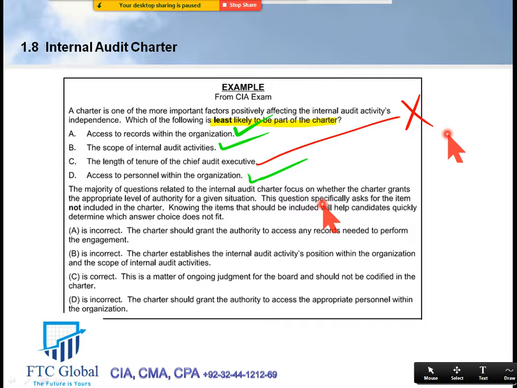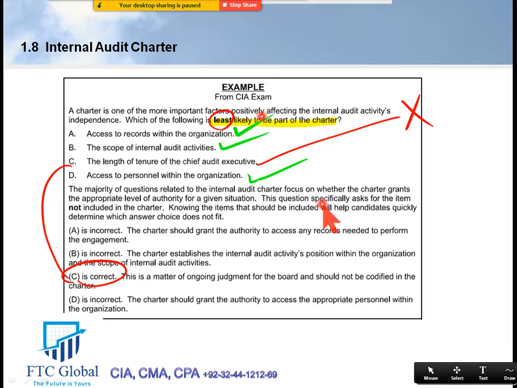Then where would this be included? The length of tenure of the chief audit executive would be in the employment contract. For how long has he been appointed? So it's nothing to do with the internal audit charter. So something that is odd is C. And that is why it's the correct answer, because the question was looking for something that is least likely. So length of tenure of chief audit executive is not likely to be included in the charter, but A, B and D would be included in the charter. It makes sense perfectly.